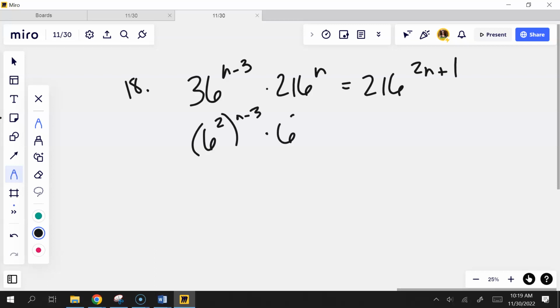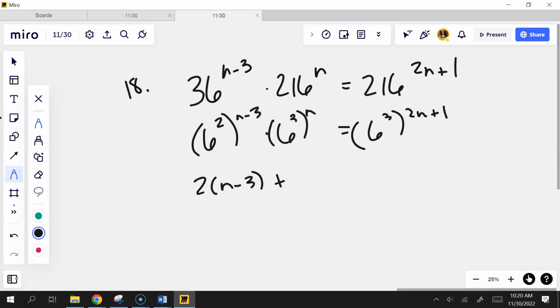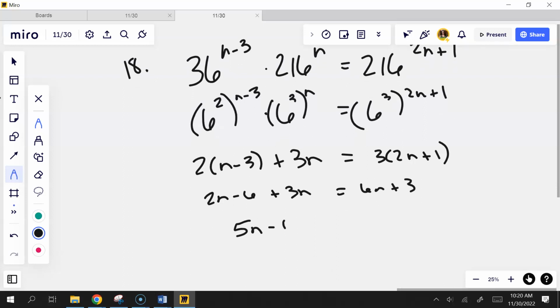To the what? Third. N. 6 to the third. 2n plus 1. I got 2n minus 3 plus, remember those add, 3n equals 3 times 2n plus 1. 2n minus 6 plus 3n equals 6n plus 3. 5n minus 6 equals 6n plus 3. Subtract, I get negative 9 equals n.